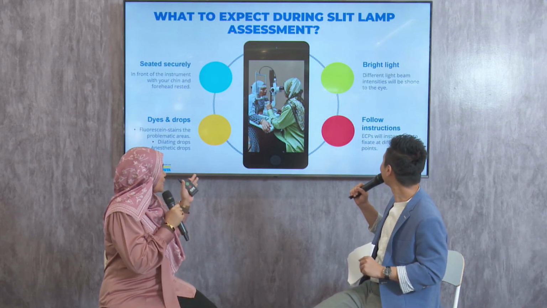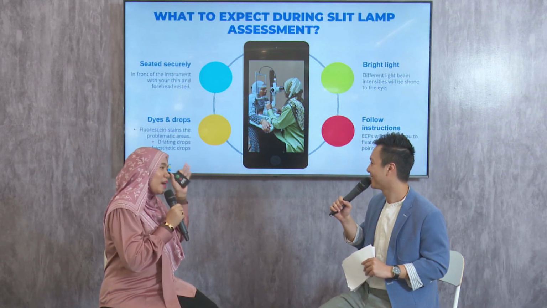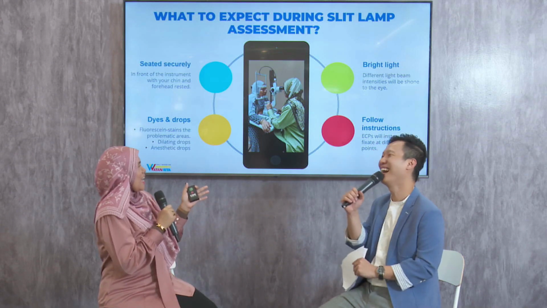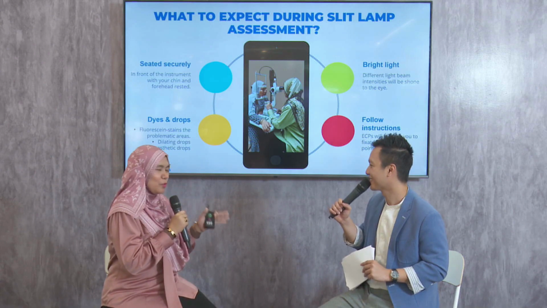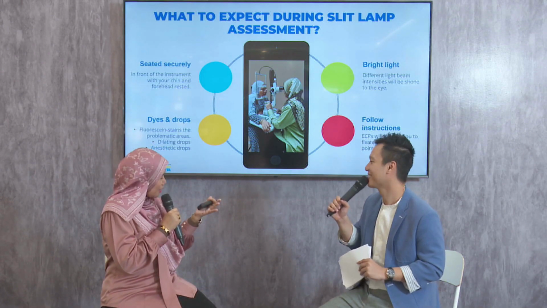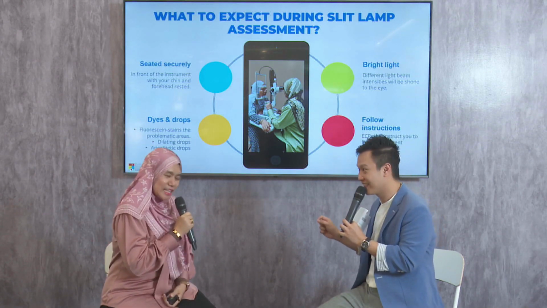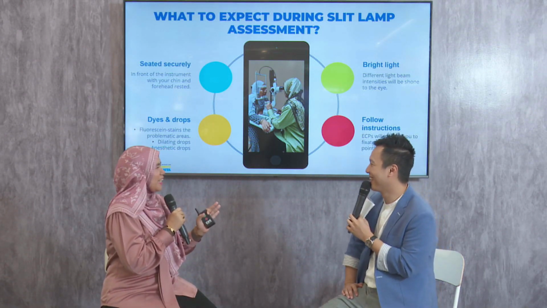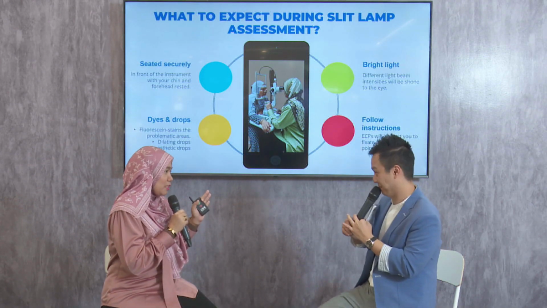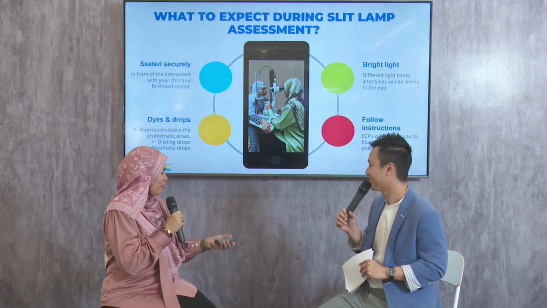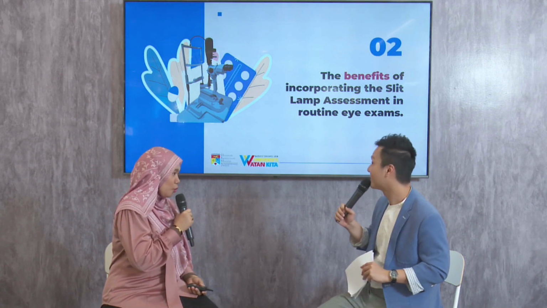And because we just mentioned the illumination system, you should expect bright light shining through your eyes. But if you have any trouble or are not comfortable, you can always tell your ECPs, eye care practitioners, so they can adjust that for you. So the light can be adjusted? Yes, it can be adjusted. Not too bright, don't worry. And then you should follow the instructions of the ECP so that the examination will be smooth.